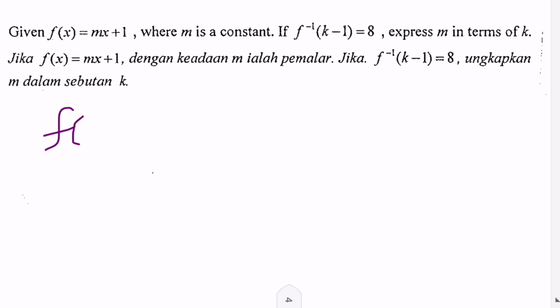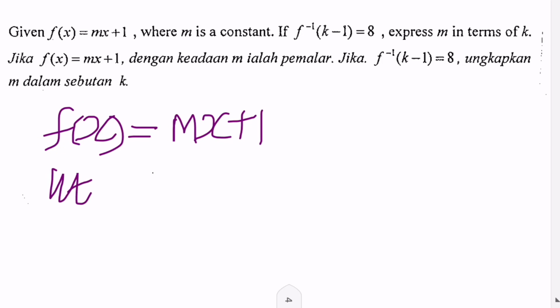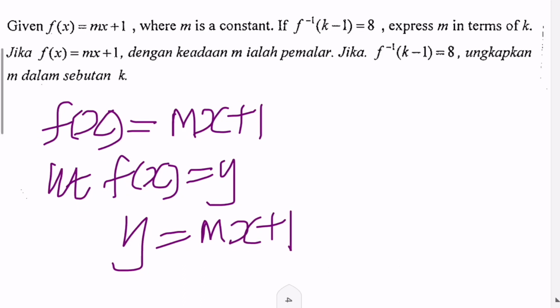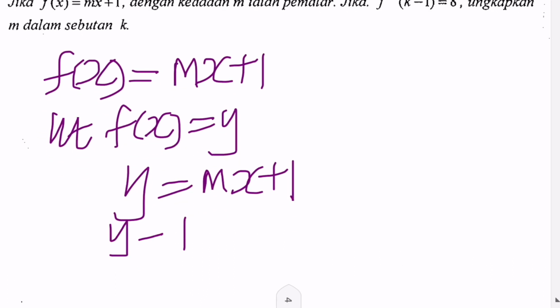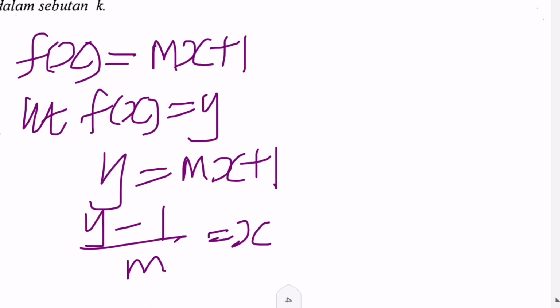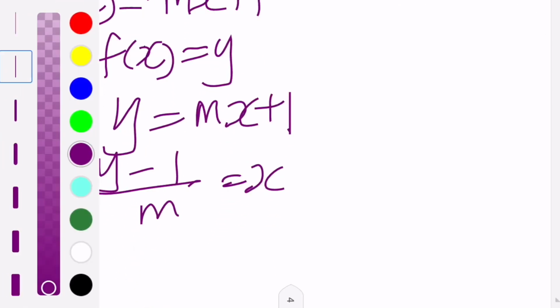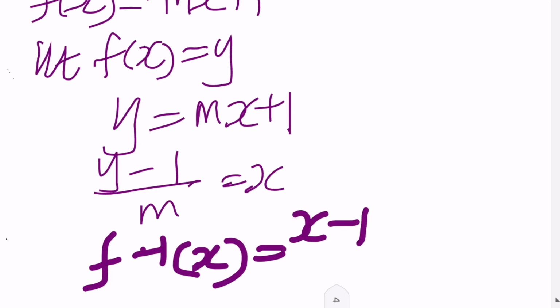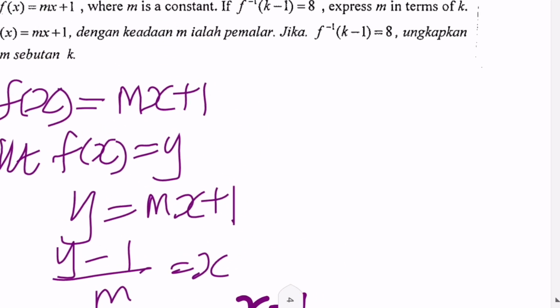Understand? Now I will discuss another one: f(x) equal to mx plus 1. This is the function given. m is a constant. A constant is just like a number. So if f inverse of (k minus 1) is the object equal to 8, express m in terms of k. Firstly, we need to find the inverse. As I said, you can try to work out the x. If you find the x, it means you find the inverse. So you just shift the 1, and it becomes minus 1, divided by m.